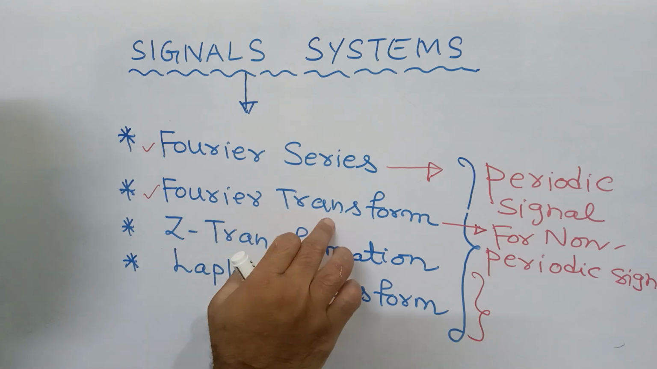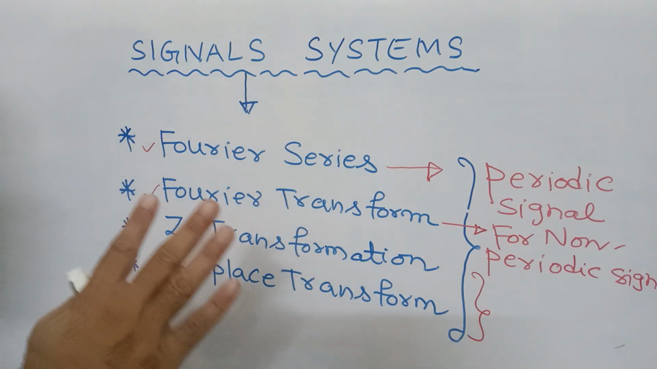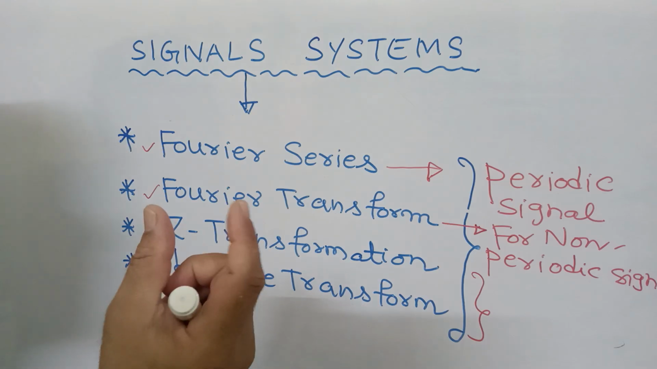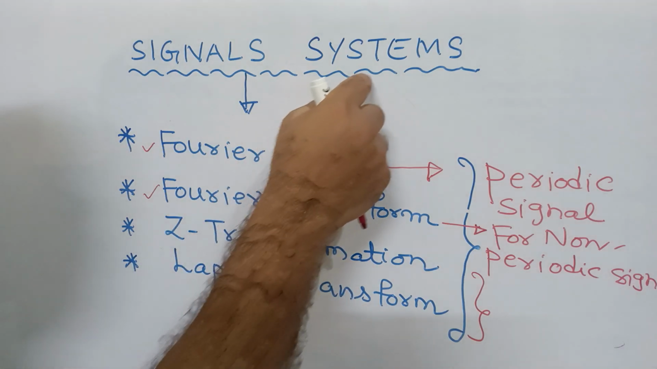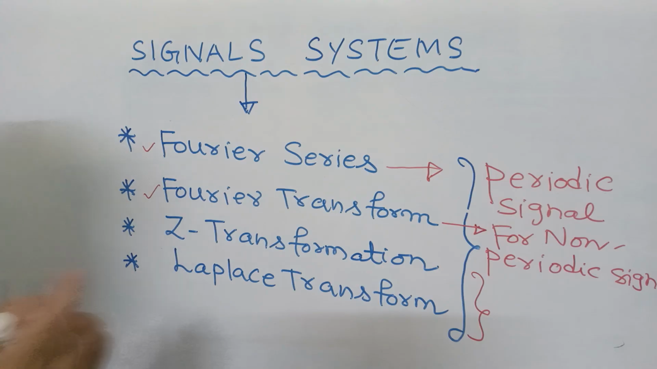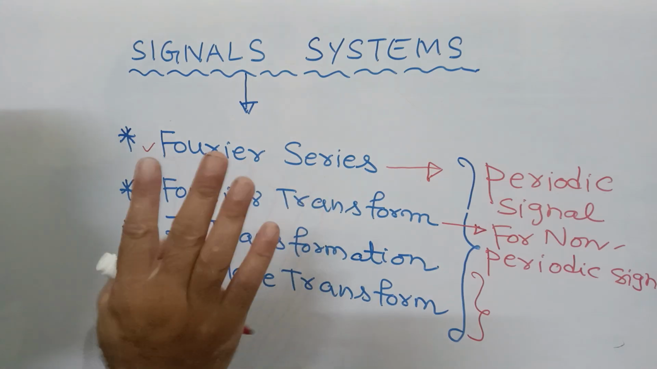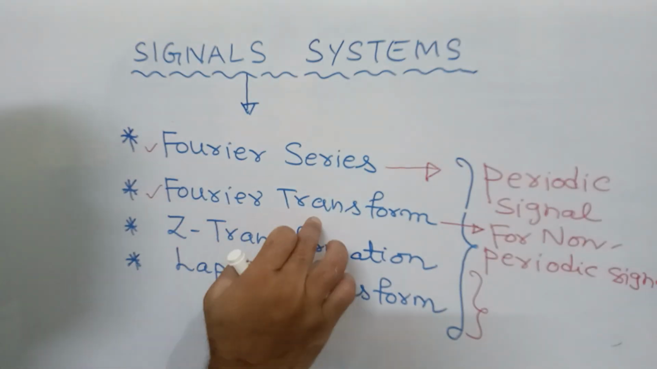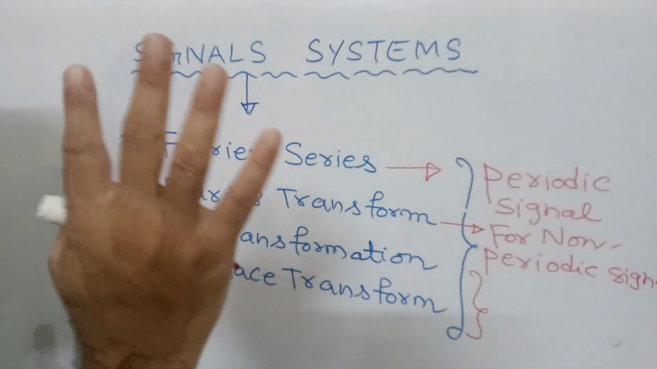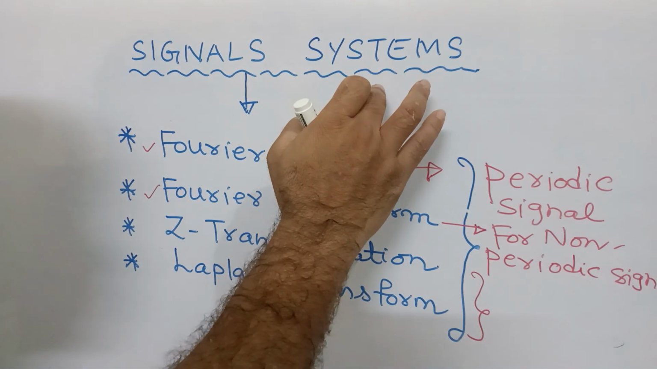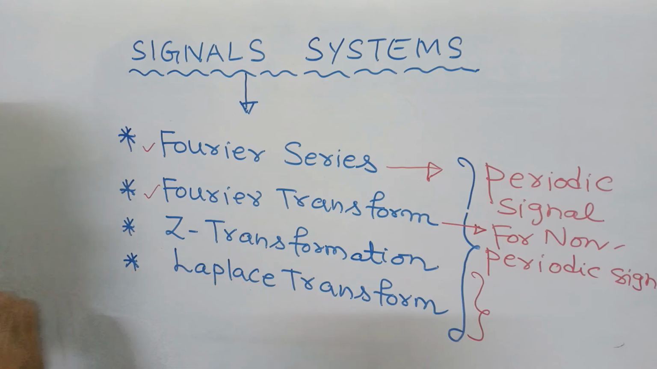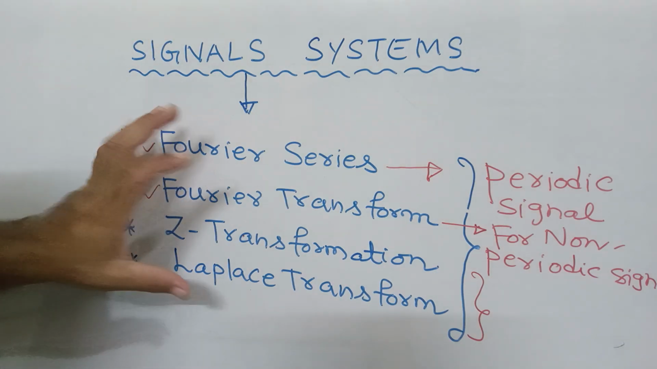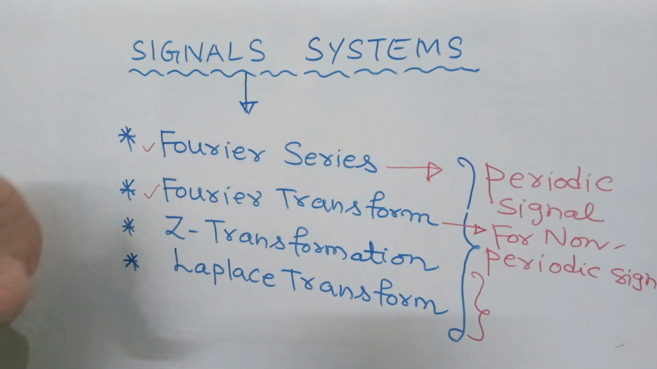The Fourier transformation is limited up to a certain extent. It is not useful to study the stability of the signal or the stability of the system. By using the Fourier transformation we cannot analyze the stability of the system. To study the stability of the system, the Z transformation and the Laplace transformation are very helpful. Therefore remember that these are the four important tools, widely used in signals and systems.